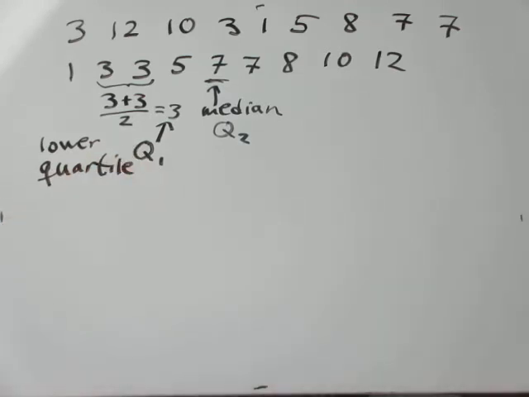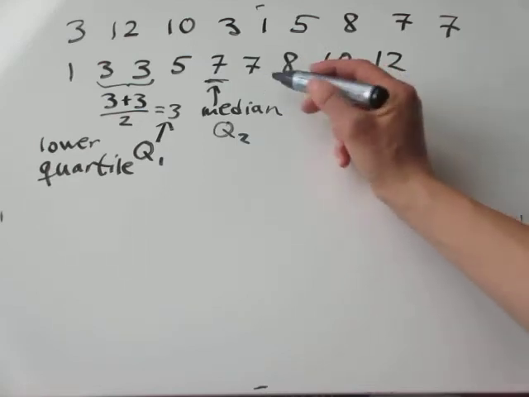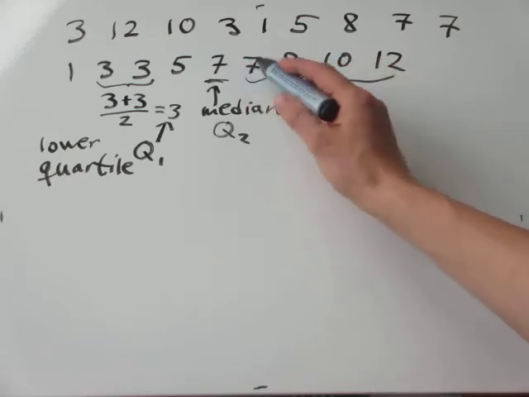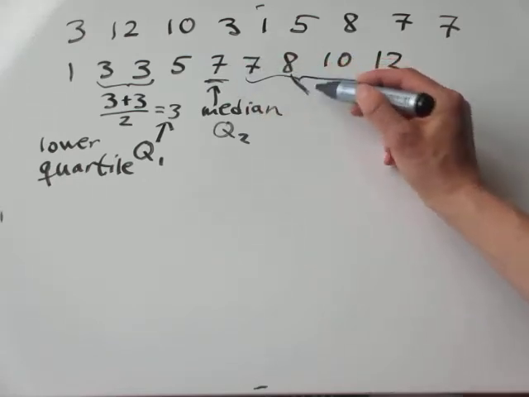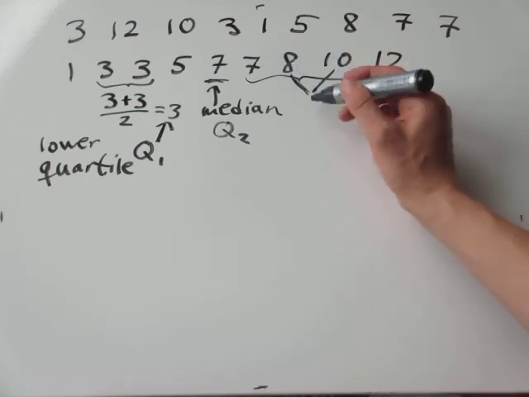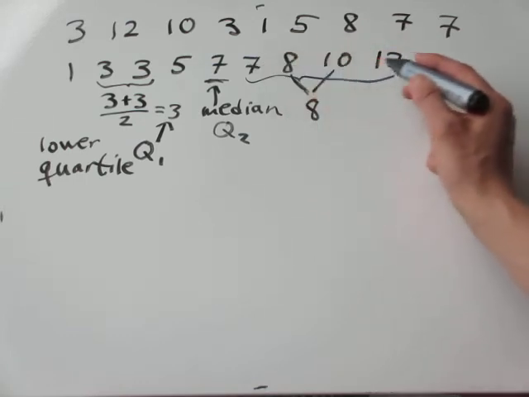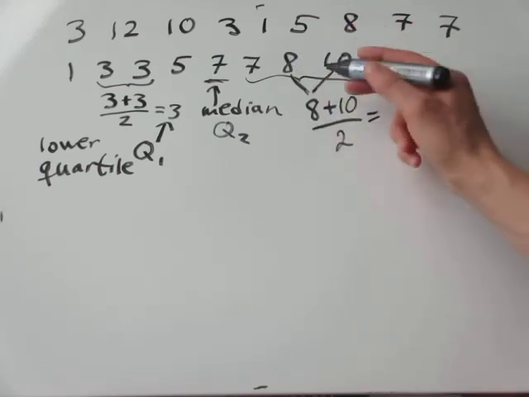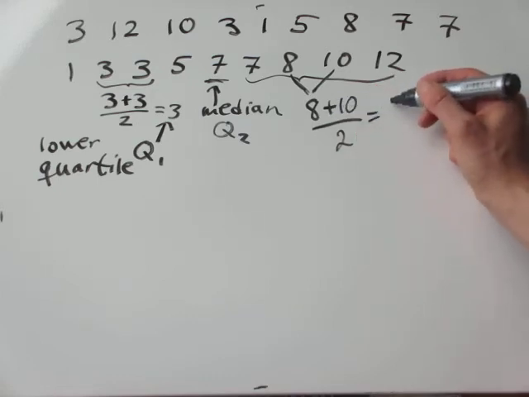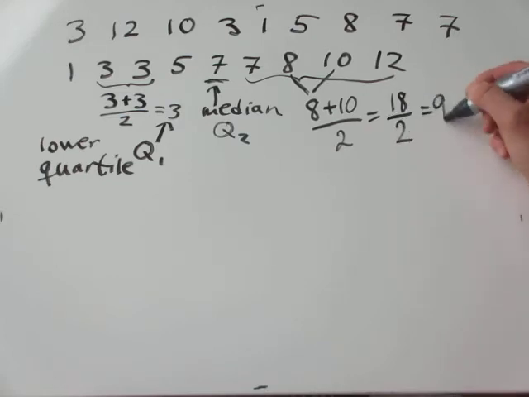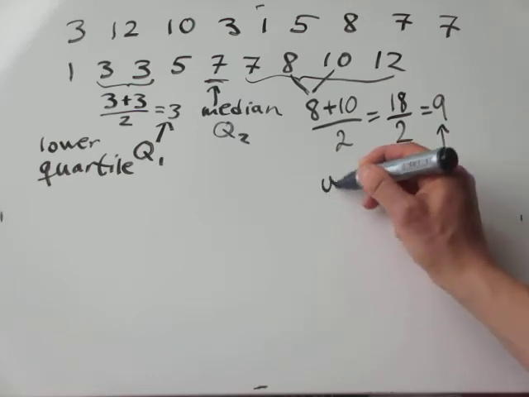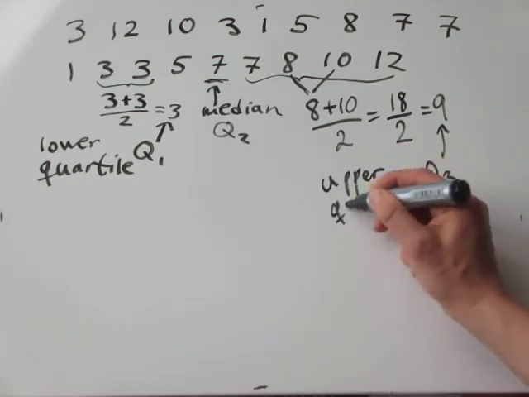And we do the same thing with the upper part here. So here we have 4 data values that are above the median. And 8 and 10 are in the middle. So the median of these 4 values will be 8 plus 10, the mean of the middle values, like we have done before. So 8 plus 10 is 18, over 2, which is equal to 9. And this is called Q3, the upper quartile.